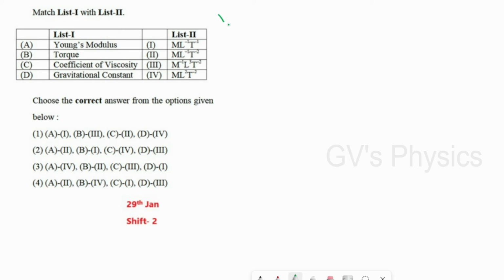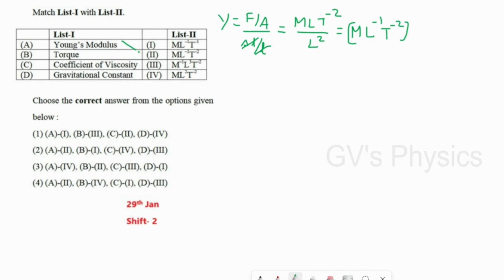For Young's modulus the formula is stress by strain. For stress, force by area. For strain, change in length by original length. For strain, we don't have a dimension formula because both are length, so it will cancel. For force, the dimension formula is M L T power minus 2. And for area, it's L square. So it will become M L power minus 1 T power minus 2. So Young's modulus, A matches with 2.